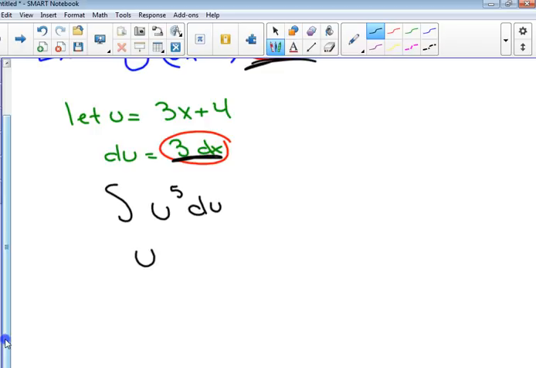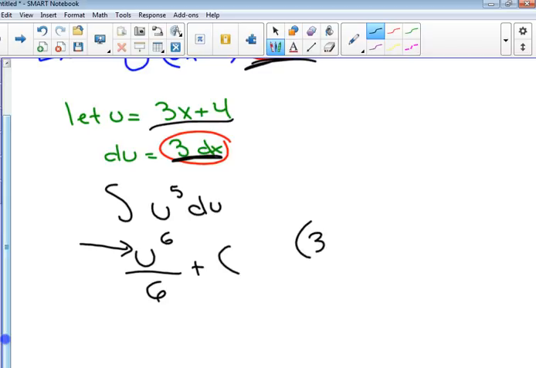So we should have u to the 6 over 6, then plus c. Make sure you remember to sub back in. So our u was 3x plus 4. Just put your 3x plus 4 to the 6 over 6.